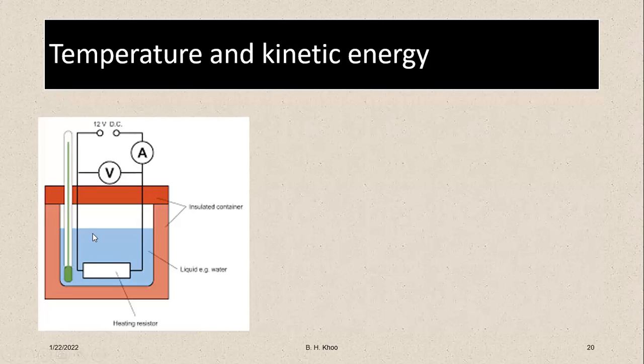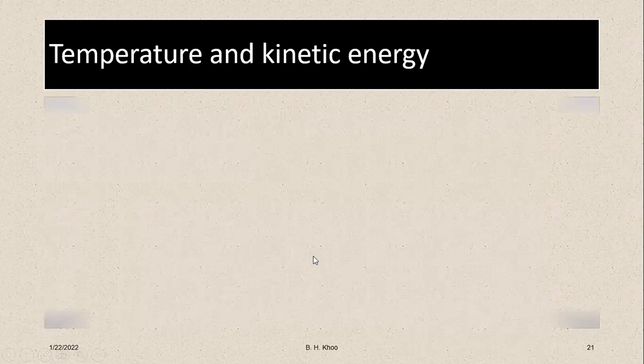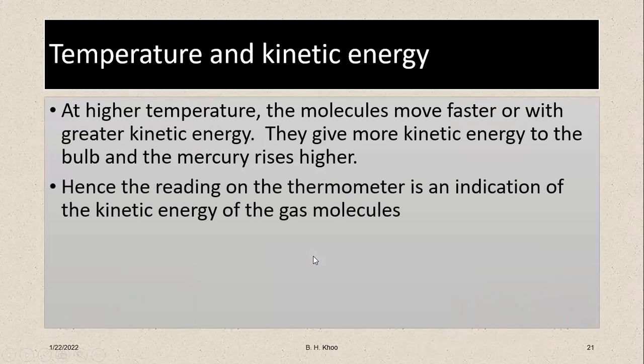And then when we measure the temperature of the liquid, when we heat it up, when the thermometer is placed in a container of liquid, the molecules collide with the bulb, imparting kinetic energy to the thermometer. The molecules of the hot liquid collide with the bulb, so kinetic energy is transferred to the bulb and the temperature increases. That's why the temperature shown on the thermometer also rises. Just to relate to our experiment, that's all.